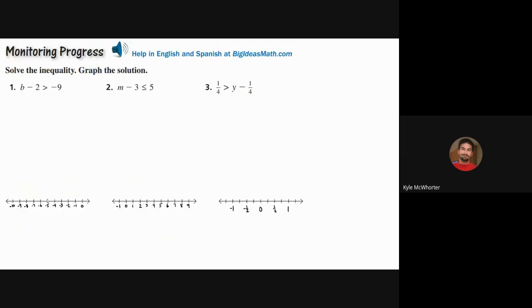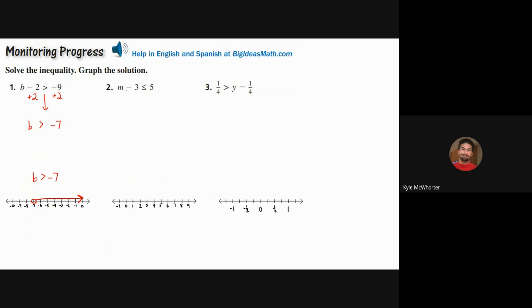Okay, so go ahead and try these, and then you can take the video off pause to see how you did. So for number 1, we're going to add 2 to each side of the inequality, and we get b is greater than -9 plus 2, which is -7. So b greater than -7. That would be an open circle at -7. Greater than is the numbers to the right.